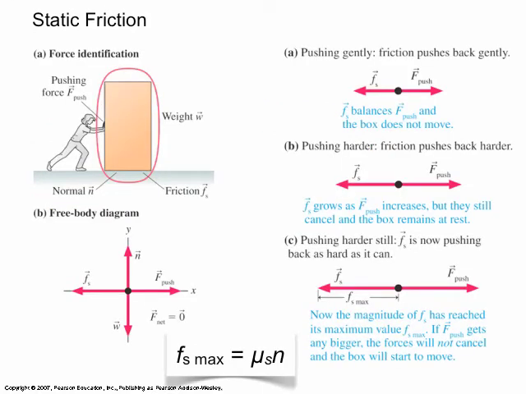Here we see a person pushing on a large object. This large box is being pushed, but the box is not moving. It's static. It's at rest. Her push is balanced by the static friction. We see in A, B, and C, she pushes more on the large box. The static friction responds. The more she pushes, the more static friction opposes to keep the box at rest.